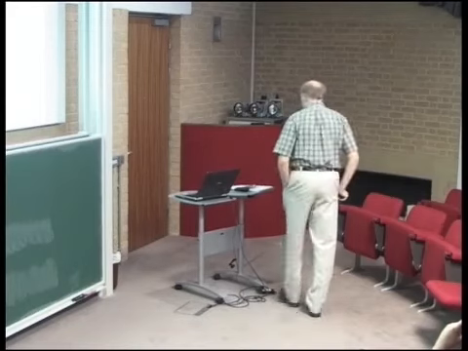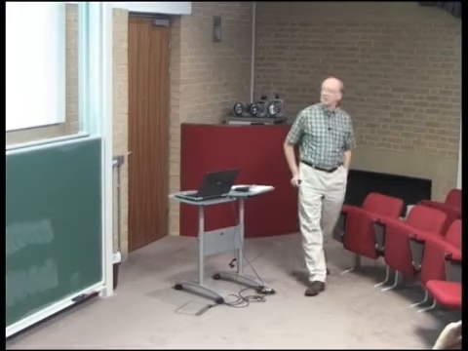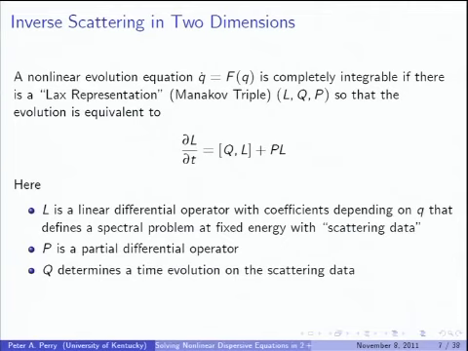So now I want to say a little bit about what inverse scattering in 2 dimensions means. If people are used to inverse scattering in 1 dimension, there is somewhat of a difference. The good problem in 2 dimensions is a problem at fixed energy. This is an important difference between 1 and 2 dimensions. And in this talk, the fixed energy will be 0.